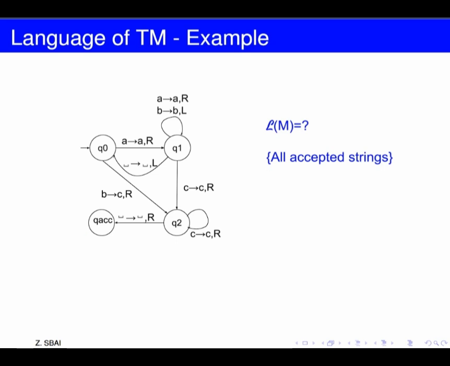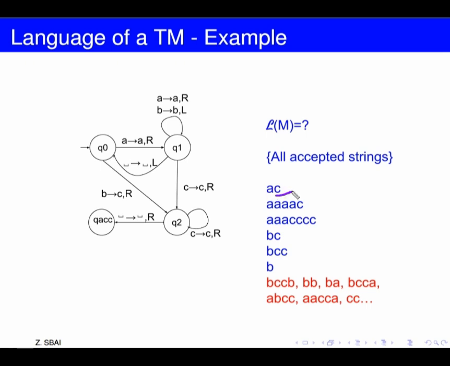If we take, for example, AC, we see here that from Q0 with A, we will move right on the tape and advance here to Q1. From Q1, for this C, we will be able to go to Q2. And since here the string is finished with a blank, we will enter an accept state. So AC will be accepted. Also, if we have multiple A's here, from Q0 to Q1 with the first A, with all the other A's, we will stay on Q1.